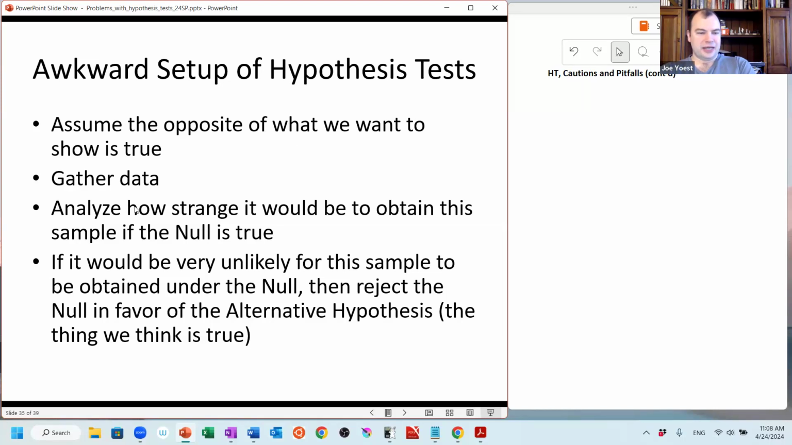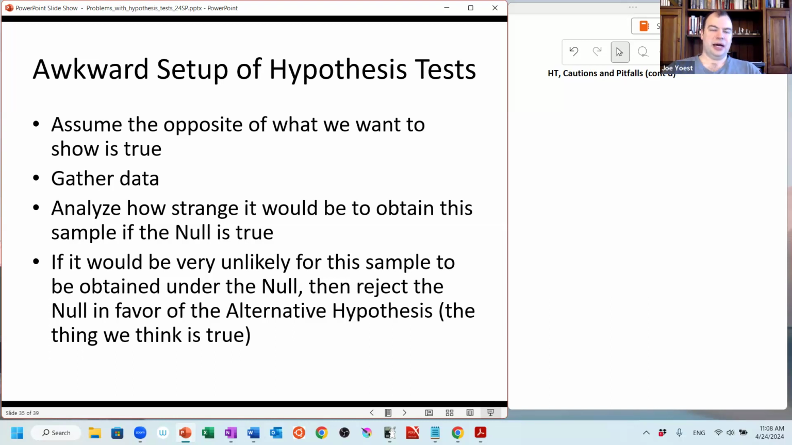And then lastly, just the general awkward setup of hypothesis tests can also lead to confusion. If you look at what we do with hypothesis tests, we typically want to show the alternative. So we start by assuming the null. We start by assuming the opposite of what we want to show. We gather some data. We analyze how strange it would be to obtain this data if the null is true, if the other guy's argument is correct. If it would be very unlikely under the null, then we reject the null in favor of the alternative. Very unlikely under the null and more likely under the alternative.